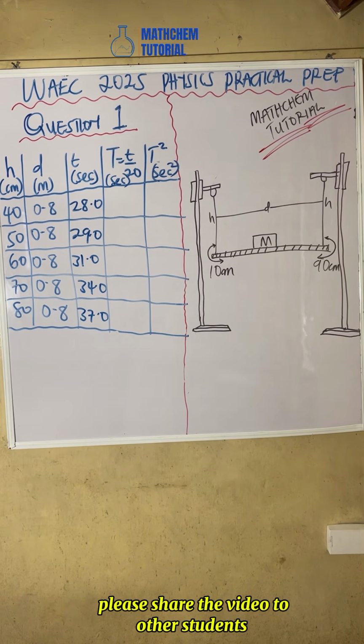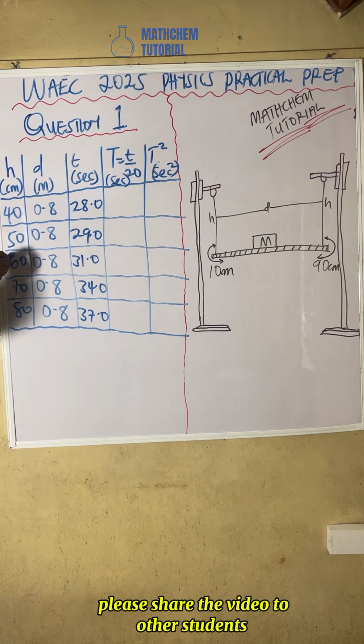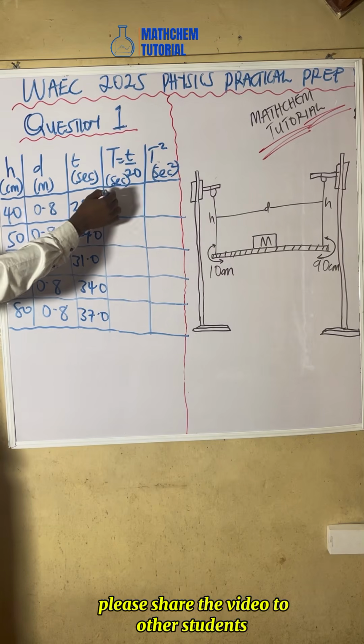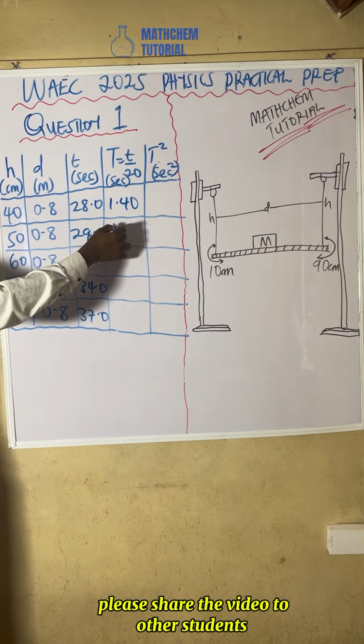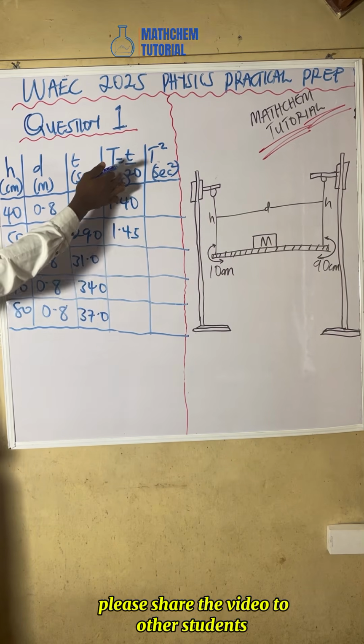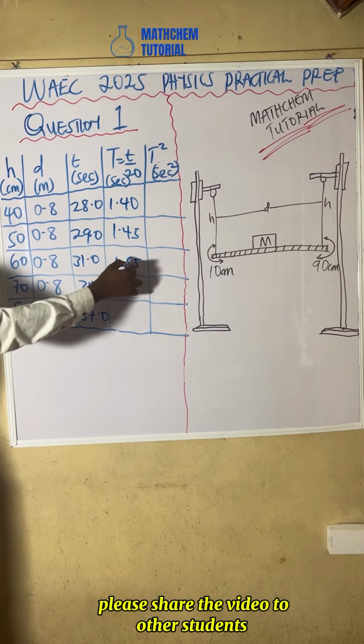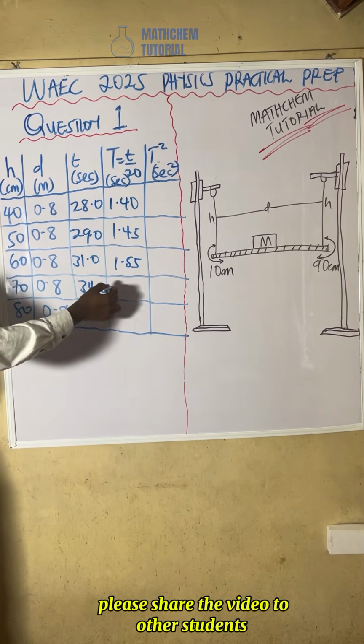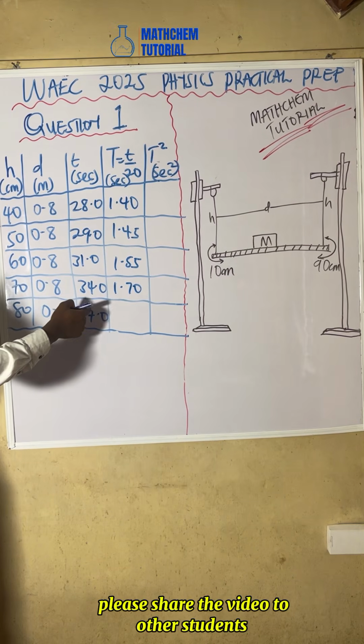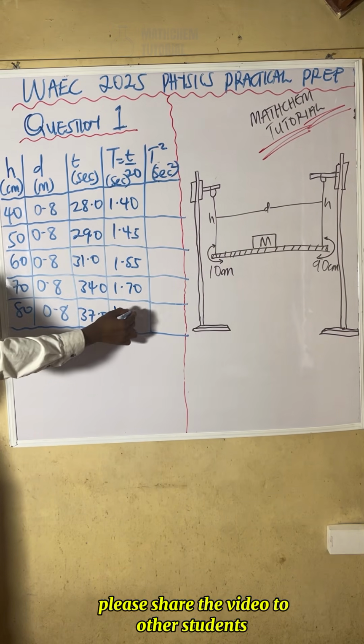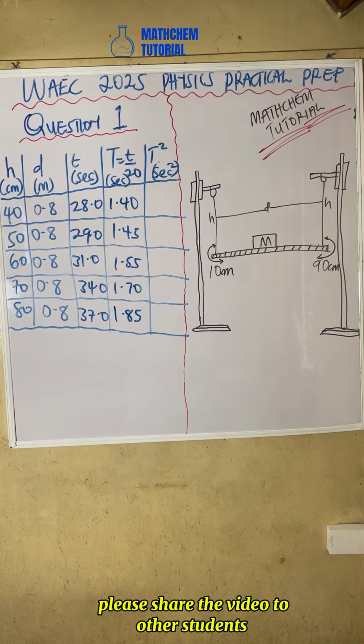Now look at this physics practical. Physics practical is just like a trend, whereby when this height is increasing, then what happens to the time? It will also be increasing. Capital letter T simply means that we should find this t divided by 20. So when you divide this with your calculator, you are going to get 1.40, 1.45. This over 20 gives us 1.55. This over 20 will give us 1.70. And this over 20 will give us 1.85. That's how we got it, everything there in seconds.